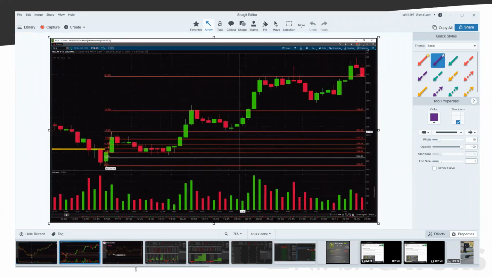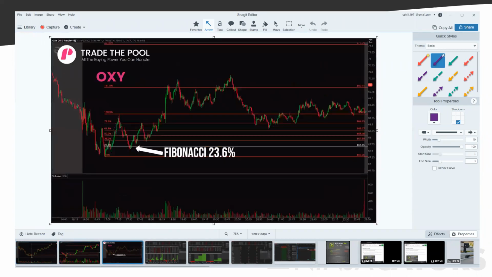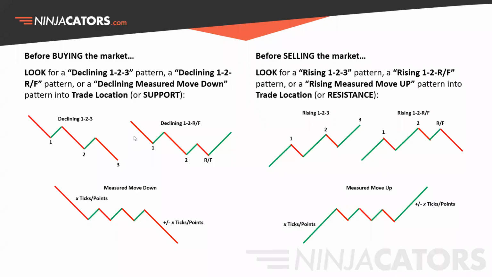Here's Oxy. No, that's Tesla. This is Oxy. Look at this. He was saying right around here, right? What do you got? 1, 2, 3. Resumption. Okay. That's Elliott Wave. It's the same thing, without all the fancy and static rules around it.